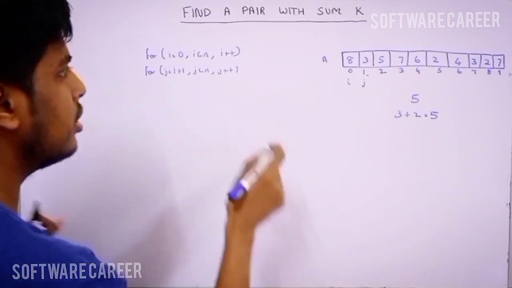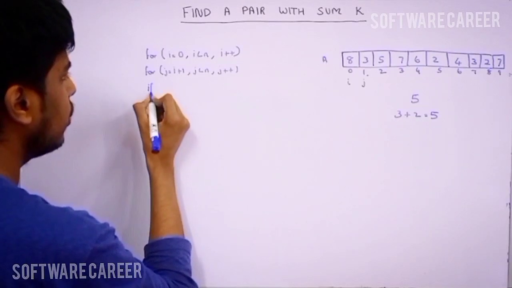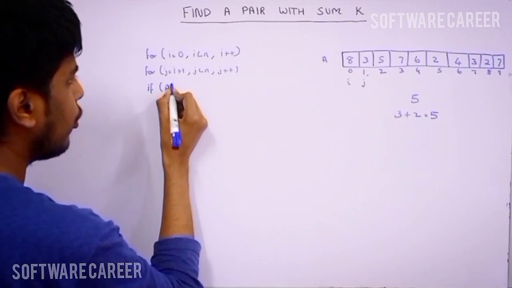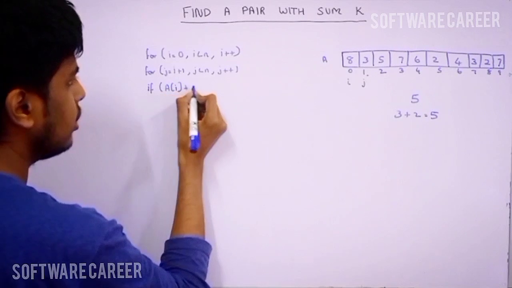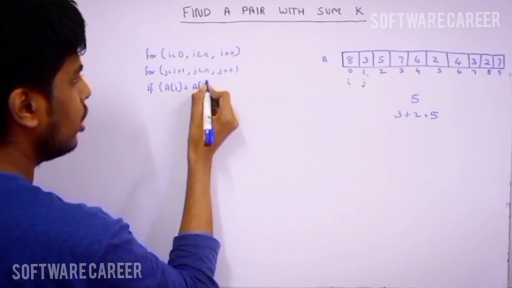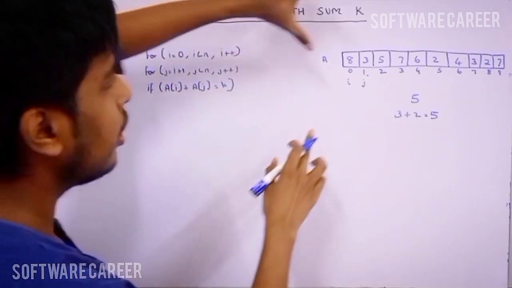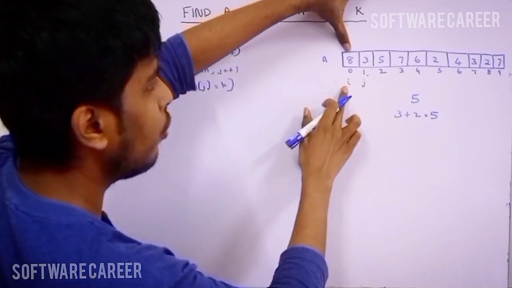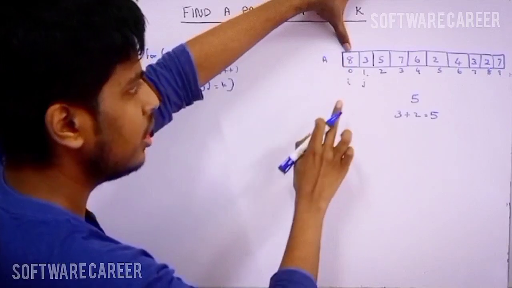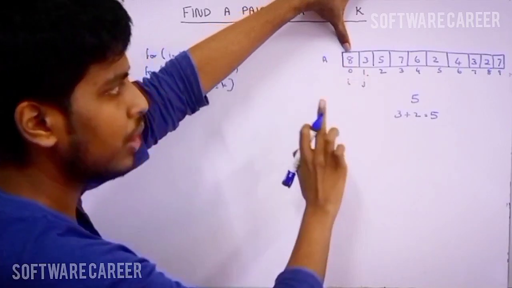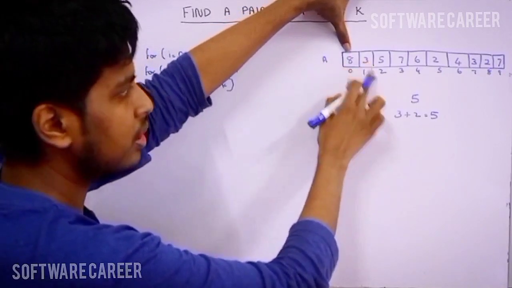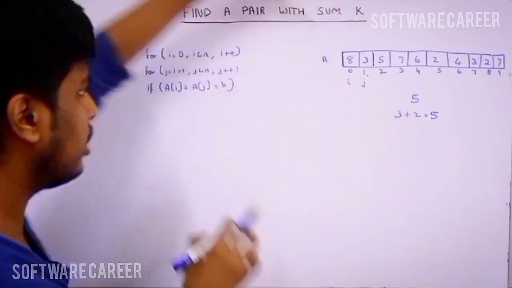Now I'll write the condition: if a of i plus a of j equals k. What does this condition mean? Suppose a of i, that is a of 0, which is 8, plus a of j, that is a of 1, which is 3. Whether 8 plus 3 is 5, that is the condition to be satisfied.